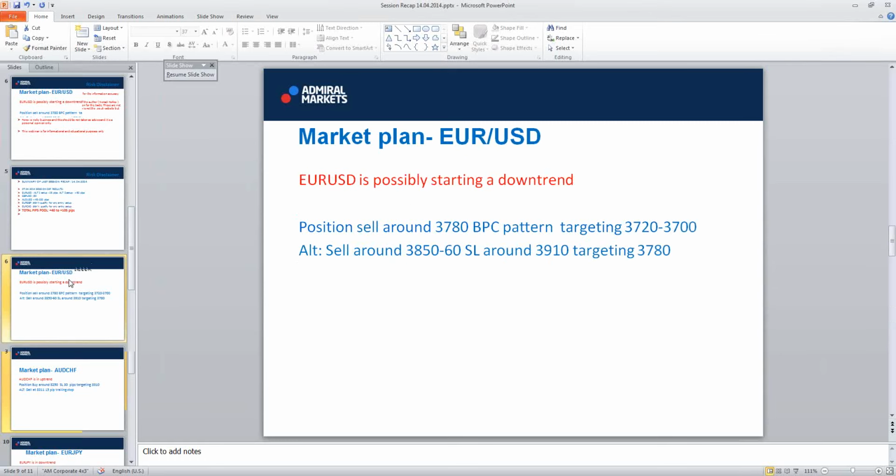Euro dollar, what can I say about euro dollar now? It's possibly started a downtrend, based on moves which were signaled during the last weekend. I'm looking to sell on a pullback, a breakout pullback continuation pattern around 37.80. I would be looking for a target at 37.20 and 37.